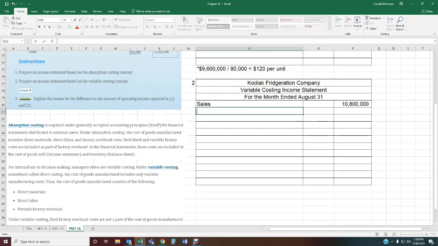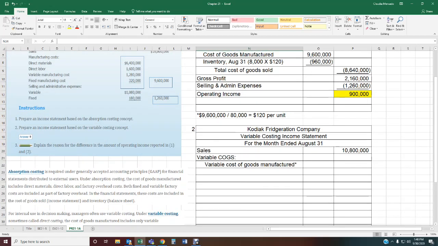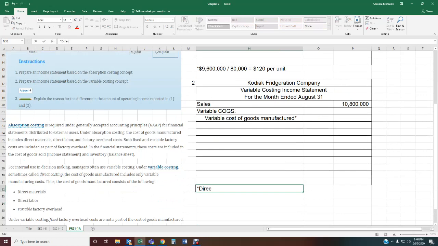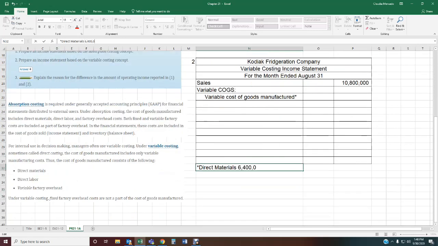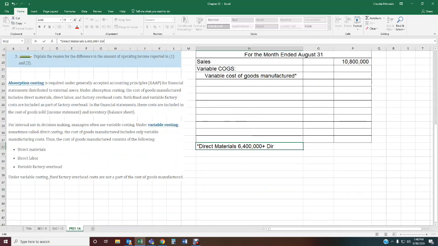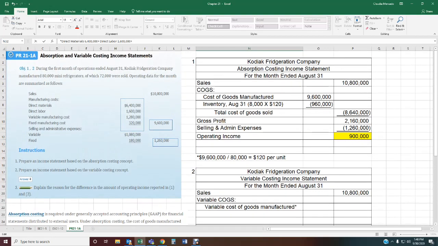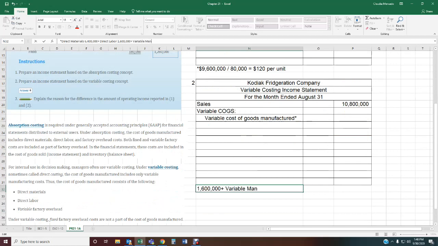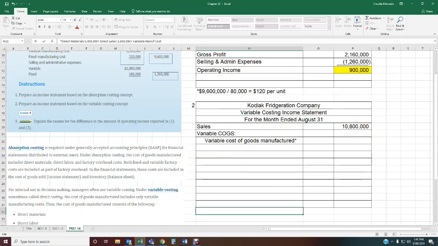Now we're going to get our variable cost of goods sold. So for our variable cost of goods sold, we're going to start with our variable cost of goods manufactured. And for that, let me put a calculation down here. That is going to include my direct materials, and my direct materials are $6,400,000, plus direct labor, and my direct labor is $1,600,000, plus my variable manufacturing cost, and that is $1,280,000.